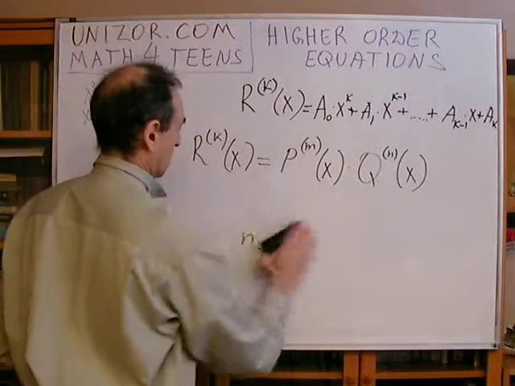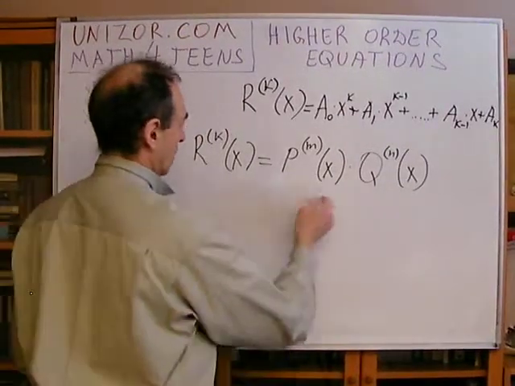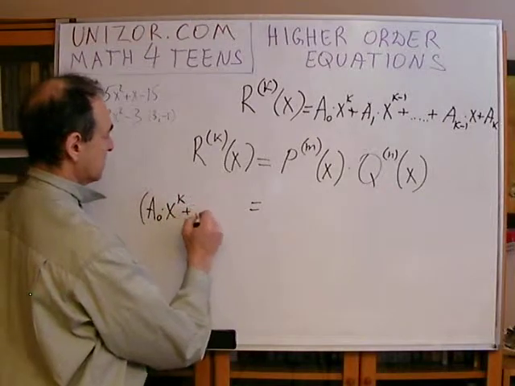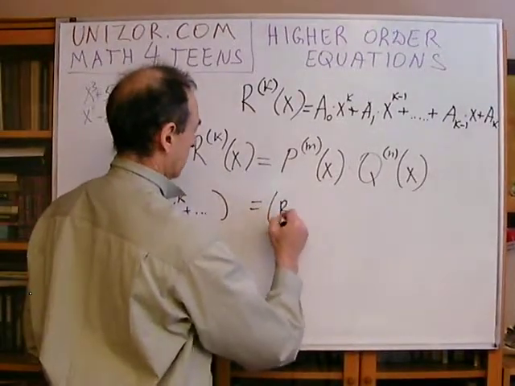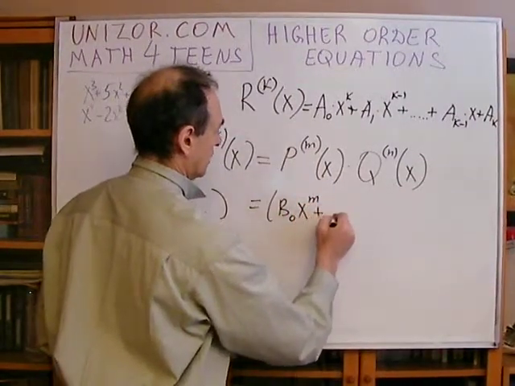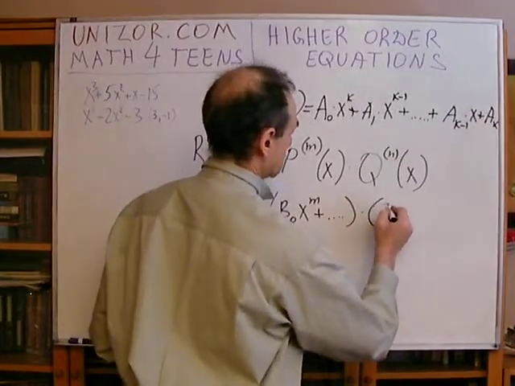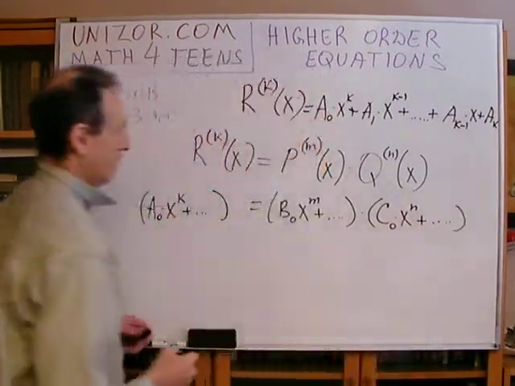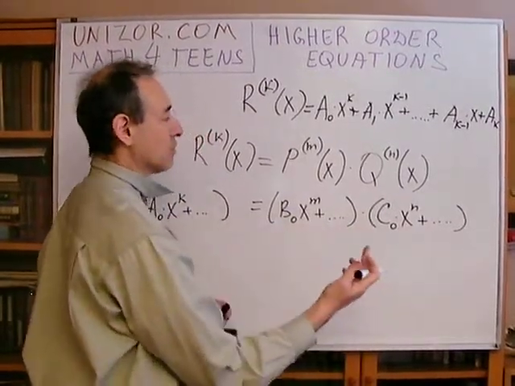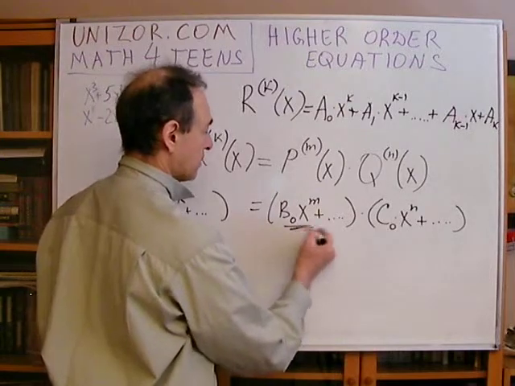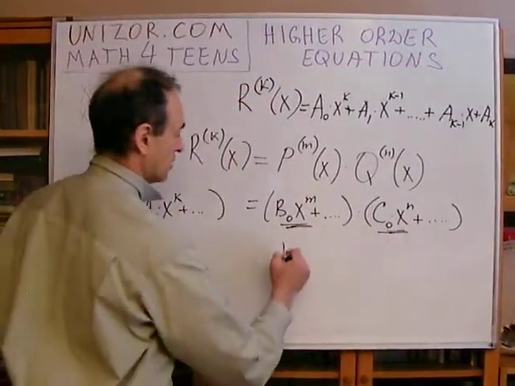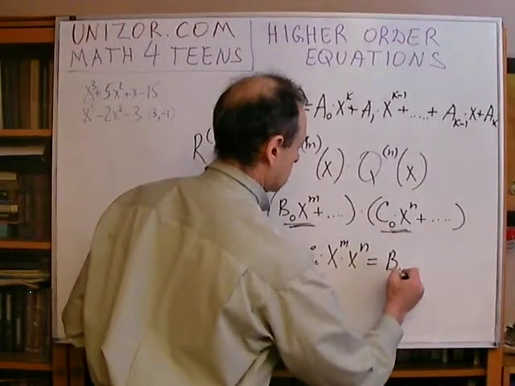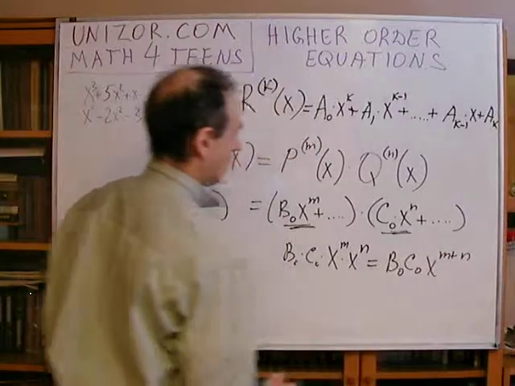Why? Very simply. Let's just do it in one simple example. Let's substitute. This is a0 times x to the kth plus something. This, let's say, is b0 x to the mth maximum plus something, times this, which will be c0 x to the nth plus something. Now, if you open parentheses and multiply, what's the maximum power of x, when you have the maximum of this, which is m, and the maximum of this, which is n? It will be b0 times c0 times x to the m times x to the n, which is b0 c0 x to the m plus n.